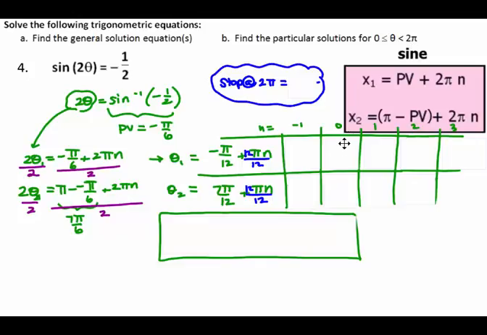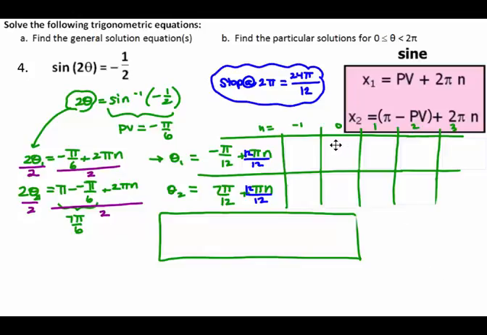I like to have that stopping point in mind, so I know it has to be in terms of something over 12. So I'm going to look at 2 pi instead as 24 pi over 12. All right, so go ahead and test yourself. Pause the video and see if you get the same particular solutions. Try it out. Pause now.